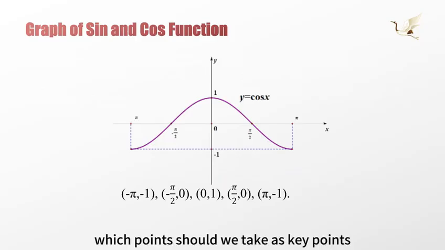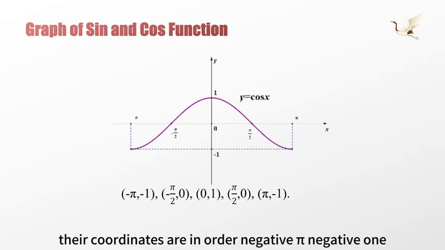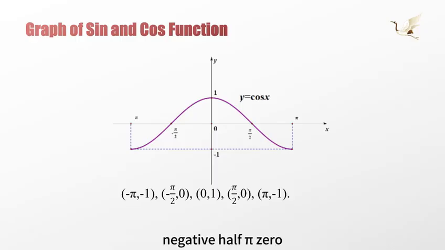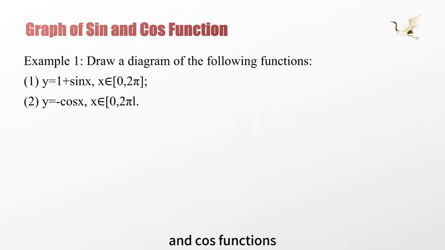Which points should we take as key points? The maximum and minimum points, as well as the intersection of the curve and the x-axis, should still be taken. Their coordinates are, in order, (negative pi, negative 1), (negative half pi, 0), (0, 1), (half pi, 0), (pi, negative 1). Now we are able to make diagrams of sine and cosine functions. Please watch this example with me.